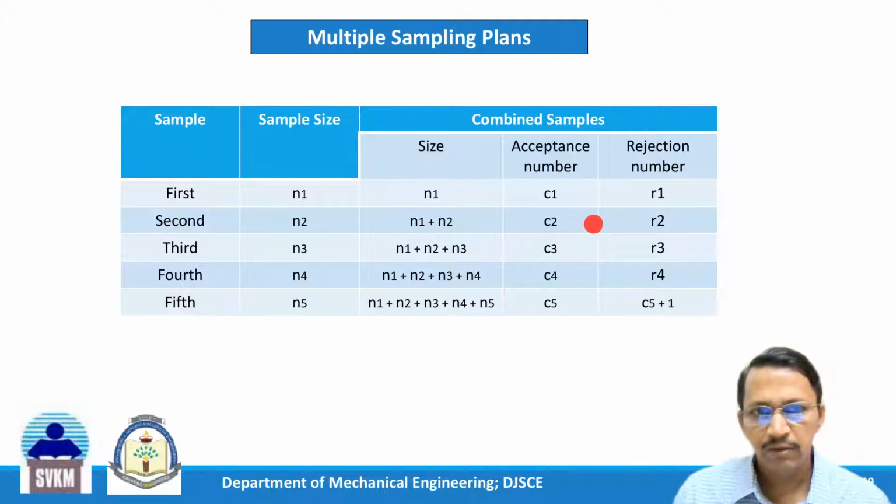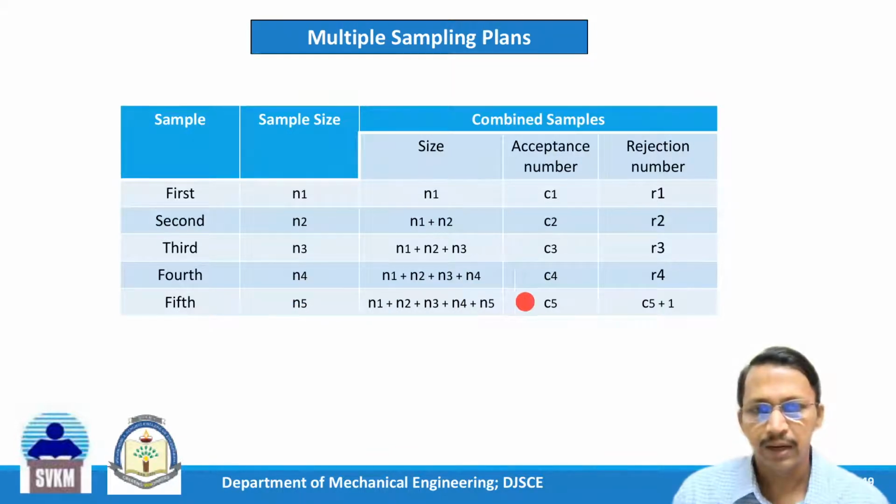What if it is in between C2 and R2, that is, greater than C2 and less than R2? In that case, take the third sample. And in this way, you take these samples. Say the last sample is N5, the fifth sample. When D4 is greater than C4 and less than R4, you have to take the fifth sample in this case.